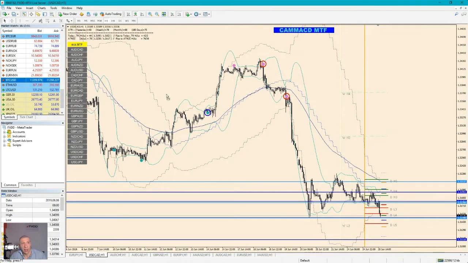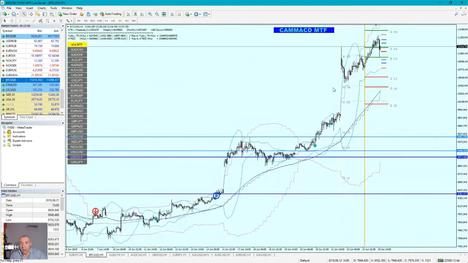Bitcoin is bullish. I already explained it, but as you can see, it needs a pullback at least towards this zone or this zone, and then it could actually start an up move. It's definitely bullish.